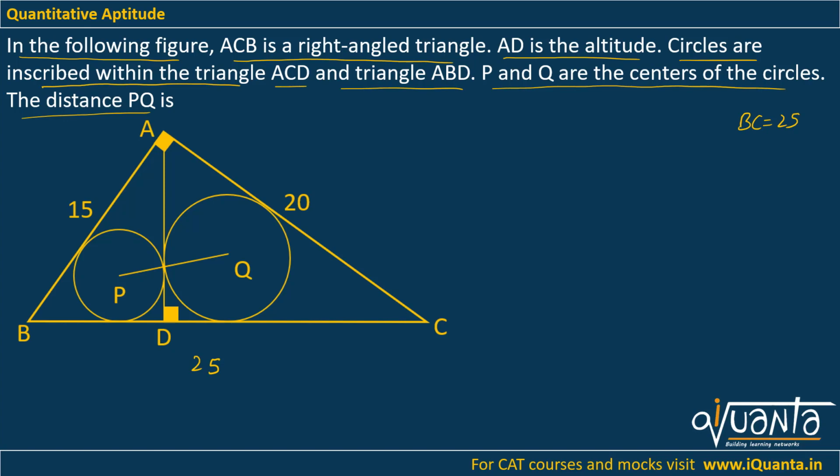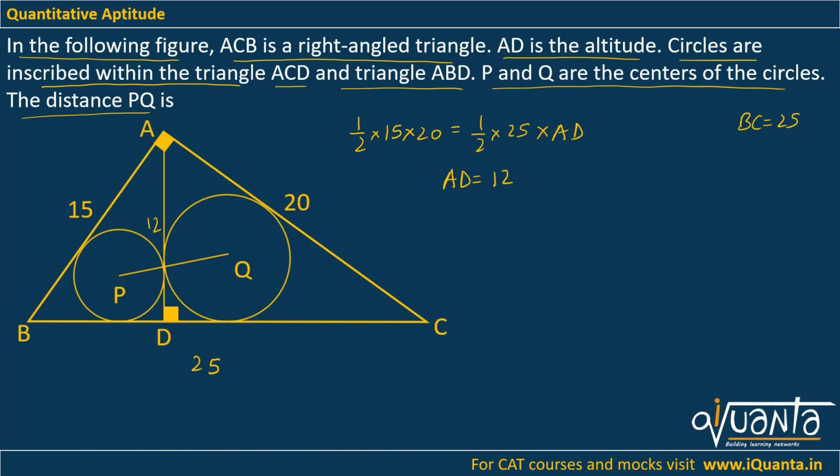So can we find it out? Yes, we know the area of triangle ABC will be half 15 into 20, half base into height. It will also be equal to half base, taken as 25 now, BC, and height as AD. So when you solve for AD, you will get AD equals 12. Okay, so now you have AD equals 12.